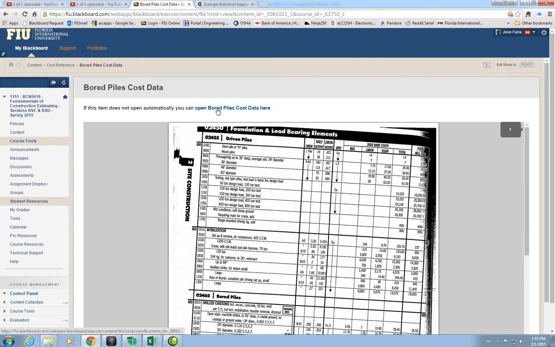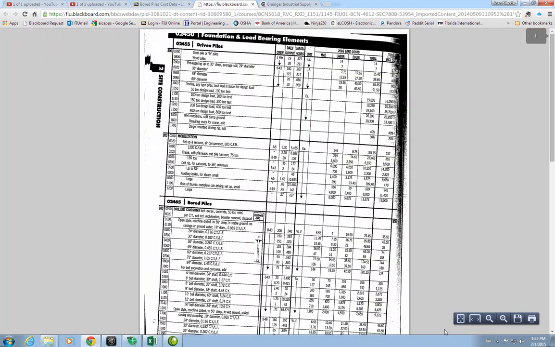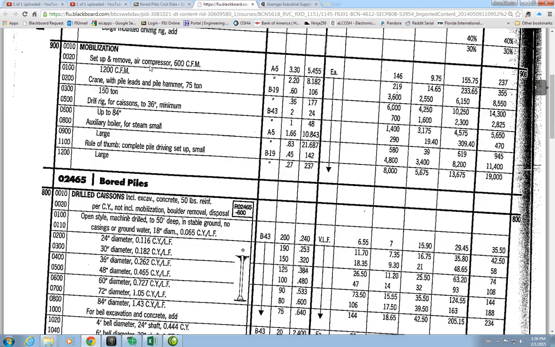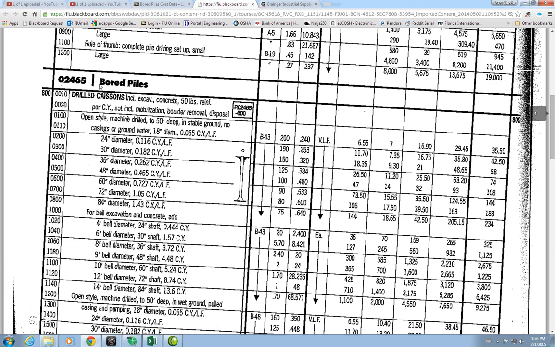So I'm just going to click here to open the file a little bit bigger. I'm going to zoom to the extent of the page, and now we see that this page has foundation and load bearing elements. Starts with the driven piles. Those are not the type we're using. We're looking at bore piles. So these are drilled caissons, including excavation, concrete, 50 pounds of reinforcement per cubic yard. Does not include mobilization, boulder removal, and disposal.